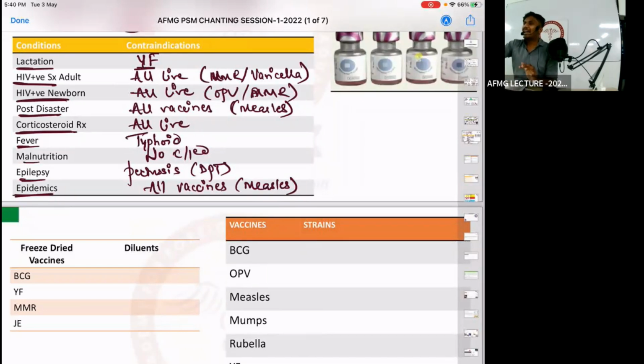Remember, the incubation period due to the vaccine is 6 to 8 weeks, whereas the natural incubation period of the disease is around maximum 10 to 20 days, right? So the disease will occur sooner rather than the vaccine working in that patient.